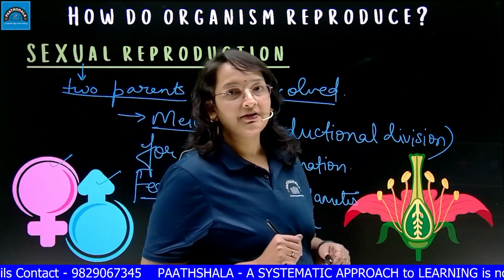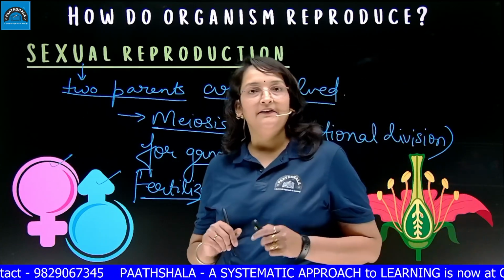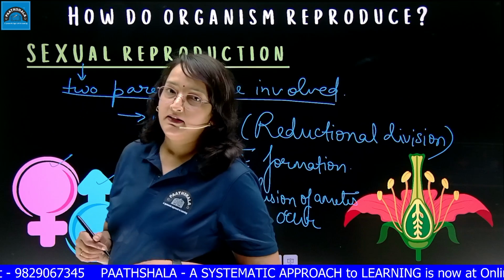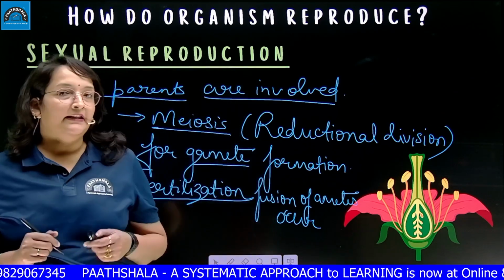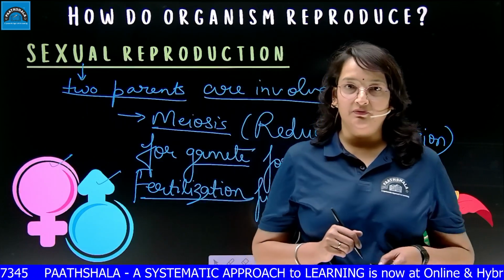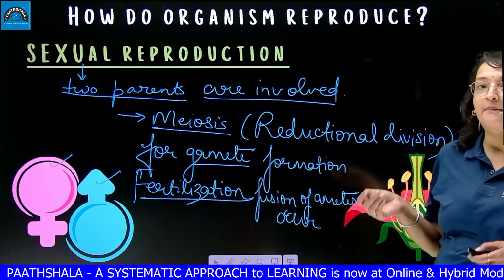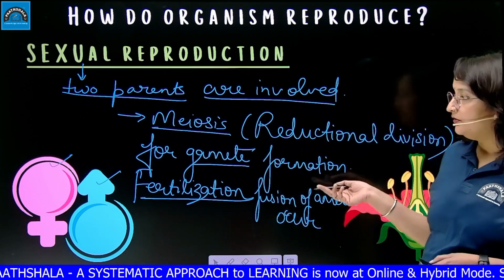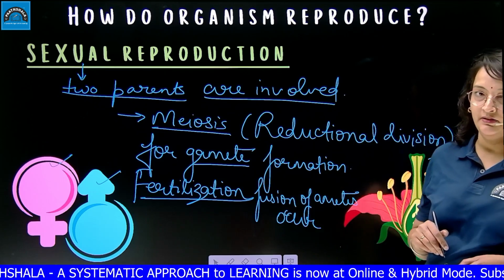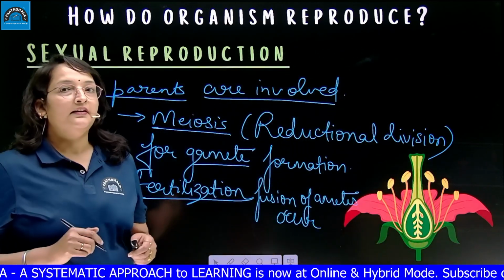In sexual reproduction, two parents are involved. These two parents will be the male parent and the female parent. In the male parent, the male gametes are going to form. In the female parent body, the female gametes are going to form. And finally, these gametes, which are formed by meiosis and are haploid in nature, will undergo the process of fertilization.